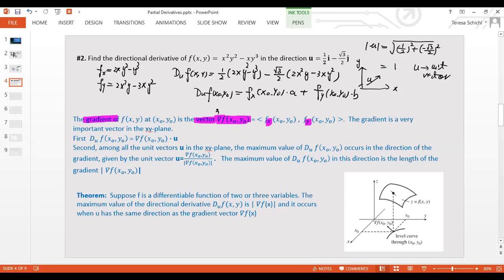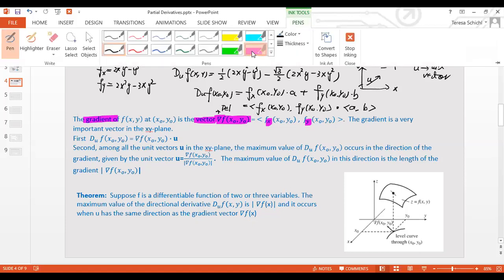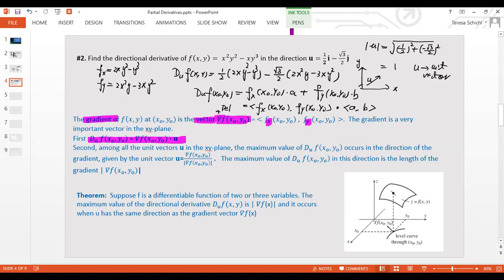This is what we call del. This one is pronounced as del. The gradient, we know, is a very important vector here. So in here, that's just like we say that this is f of x, y. So if you can change that to f_x(x0, y0), f_y(x0, y0), and the dot product with the unit vector, okay, this is a very important formula here. So for this one, the directional derivative D_u will be equal to your dot product.